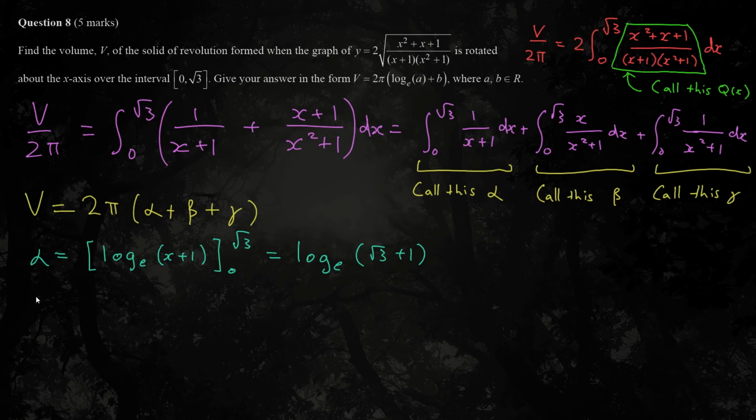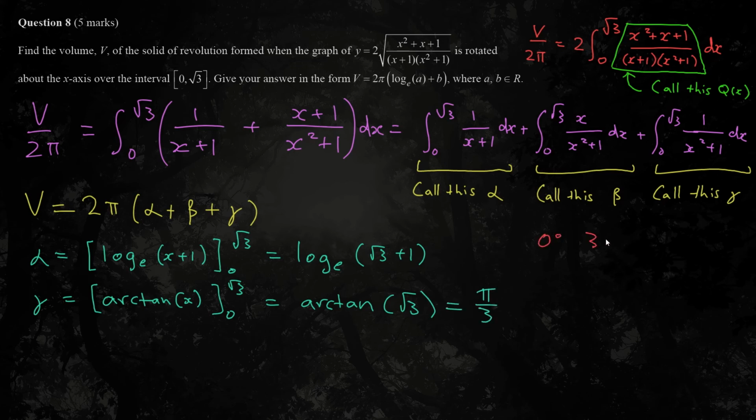Okay, let's jump to gamma. Gamma is another really easy one. So the antiderivative of 1 over x squared plus 1 is arctan. So arctan of x from 0 to root 3. Once again, the x equals 0 case just vanishes, so we're just left with arctan of root 3. And hopefully you know that this is pi over 3.